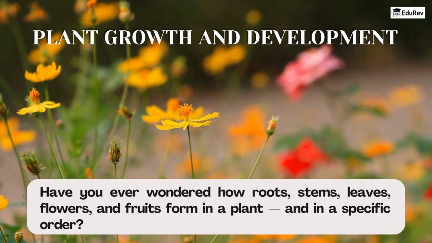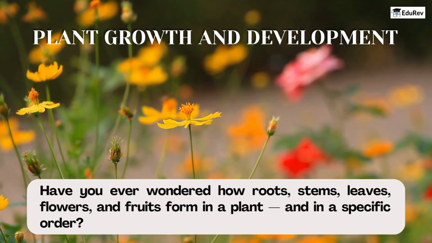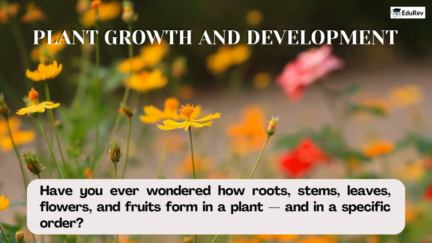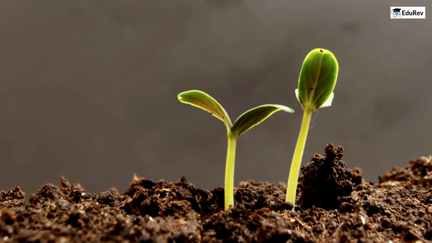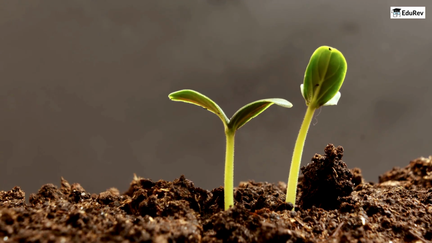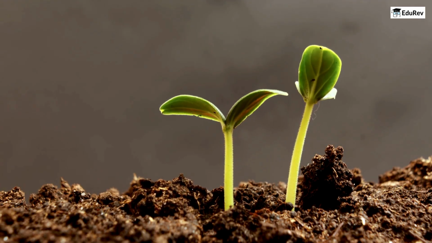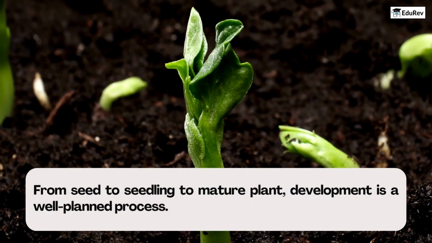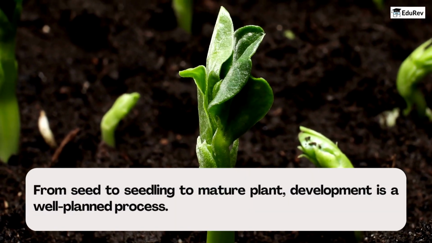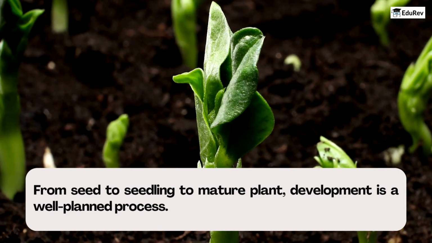Have you ever wondered how roots, stems, leaves, flowers, and fruits form in a plant and in a specific order? Let's explore how a tiny seed turns into a big plant and how every step of its journey is beautifully planned. From seed to seedling to mature plant, development is a well planned process.